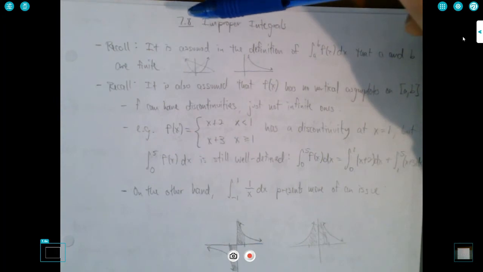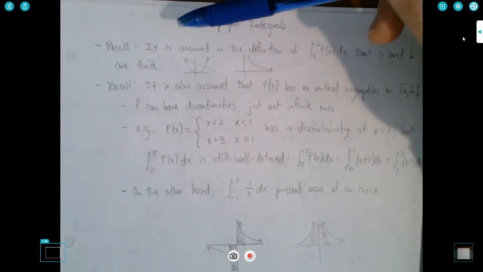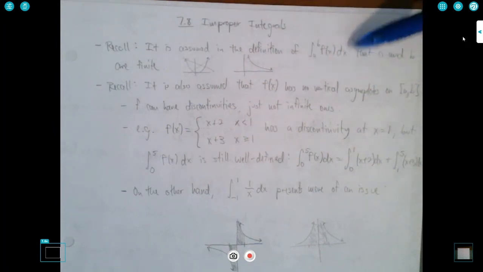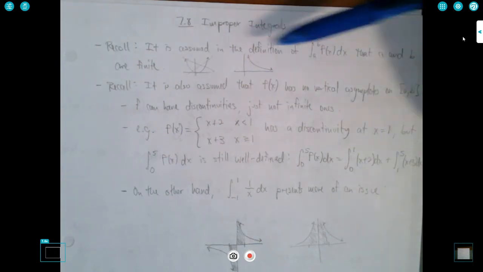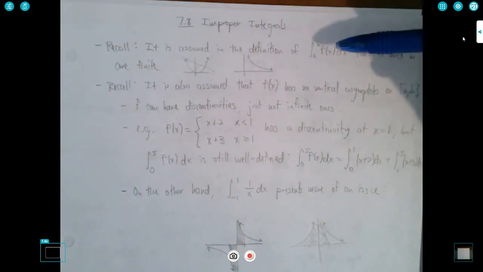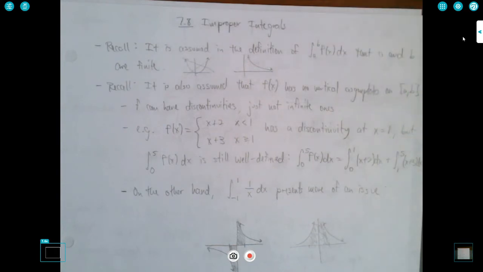So first of all, you may recall from your Calculus 1 days that it's assumed that in the definition of this integral from a to b of f of x dx, that a and b are finite numbers. But in fact, it is possible for us to consider cases when b is positive infinity or a is negative infinity or potentially both.